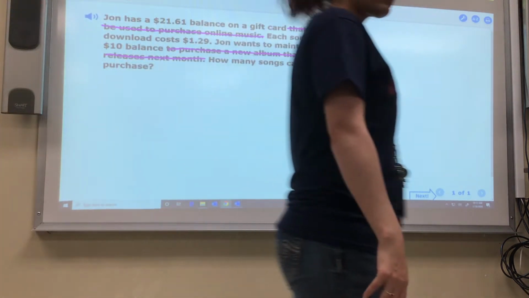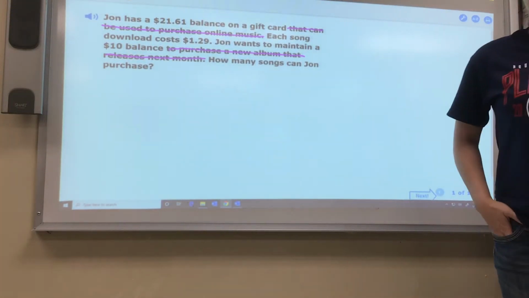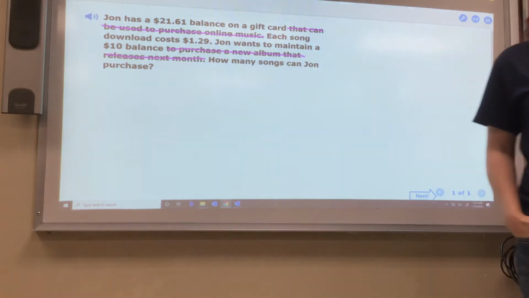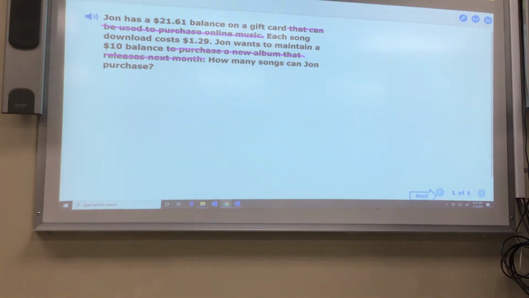Okay, are you ready? As you are finishing writing, I haven't read the problem really very closely yet, so I'll read it. You can listen to it as it goes. John has $21.61 balance on a gift card. Doesn't matter what the gift card is for, which is why I crossed out the next part. You need to be able to cross out that information on your tests as well. Irrelevant information, just extra information. Cross it out.